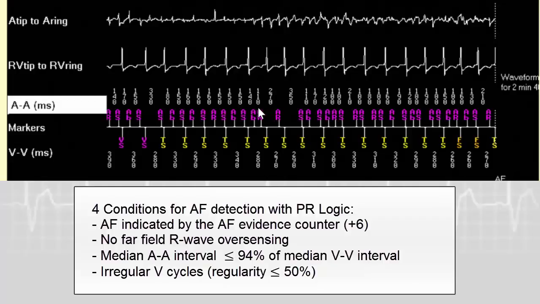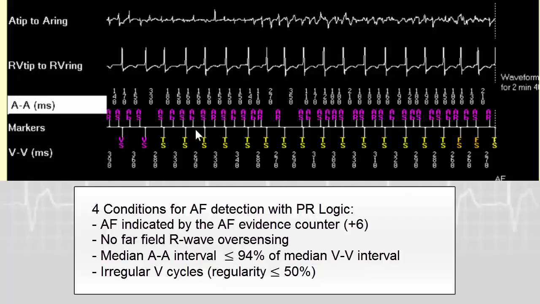The second step will be to determine that there is no far-field R-wave oversensing at the level of the atria. The idea here is to determine that the signals sensed at the atrial level are real and really correspond to fast atrial signals. So the device will search for characteristic and repetitive sequences of short, long signals at the level of the atria in favor of far-field R-wave sensing. This is clearly not the case in this patient, with a random apparition of very fast atrial signals.